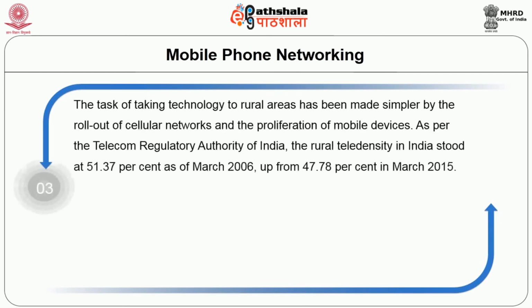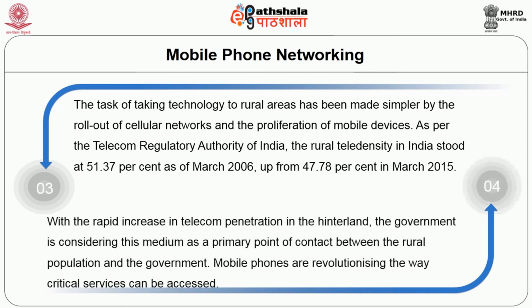This task of taking technology to rural areas has been made simpler by the rollout of cellular networks and the proliferation of mobile devices. As per the Telecom Regulatory Authority of India, the rural tele-density in India stood at 51.37% as of March 2016, up from 47.78% in March 2015. With the rapid increase in telecom penetration in the hinterland, the government is considering this medium as the primary point of contact between the rural population and the government. Mobile phones are revolutionizing the way critical services can be accessed.